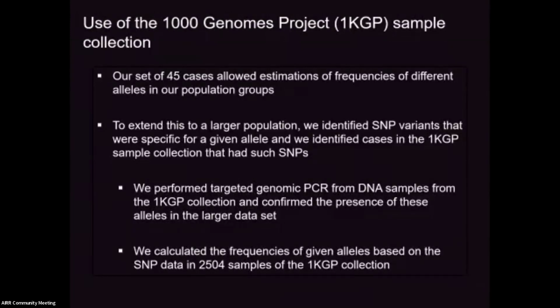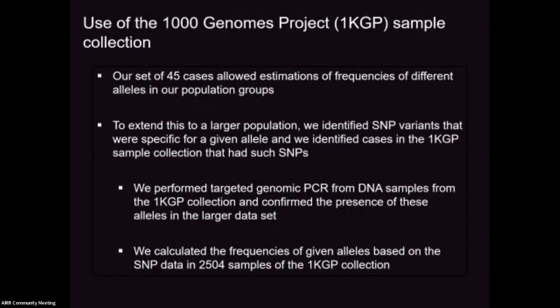We had a set of 45 donors, as I said, but we realized that we could extend this to a larger population by identifying SNPs that were unique, that characterized an allele. Once we know the full-length allele, we can look for combinations of SNPs that are only found in a certain allele. And by doing that, we could use the 1,000 Genomes sample collection, and extend and look at whether the frequency of alleles in different populations holds up.